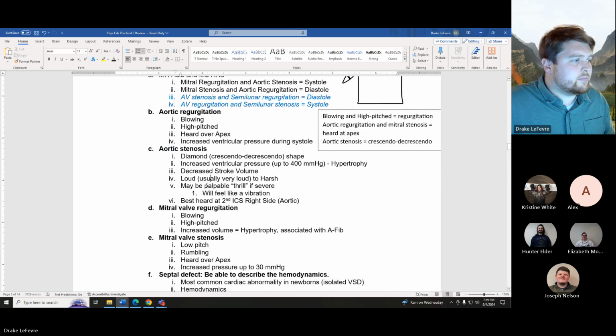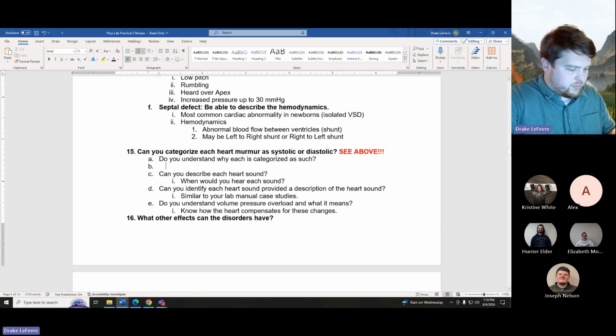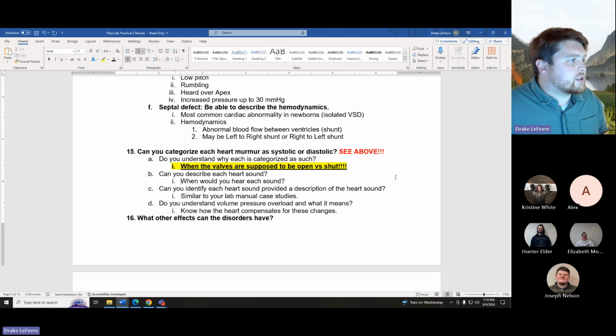Categorize each heart murmur as systolic or diastolic. Again, all this kind of stuff. Why each is categorized as such, when the valves are supposed to be open versus shut. Can you describe each heart sound? When would you hear each sound? Again, all this stuff is above.